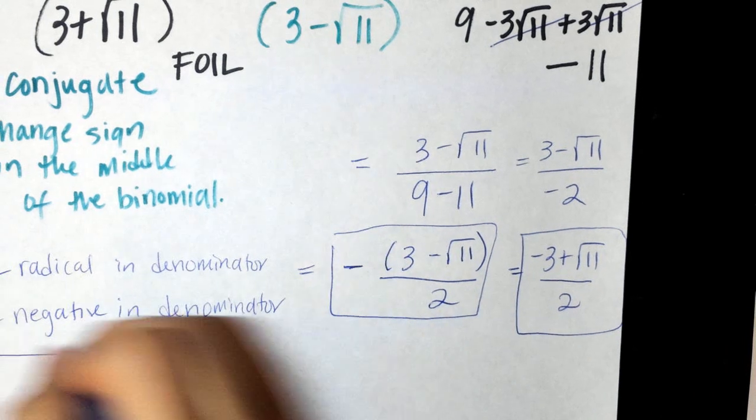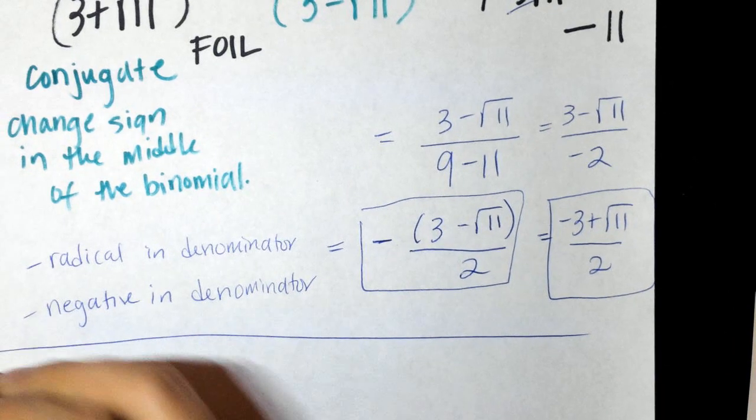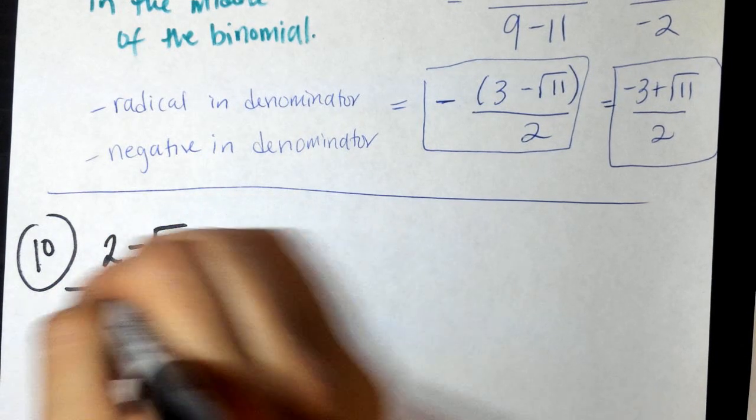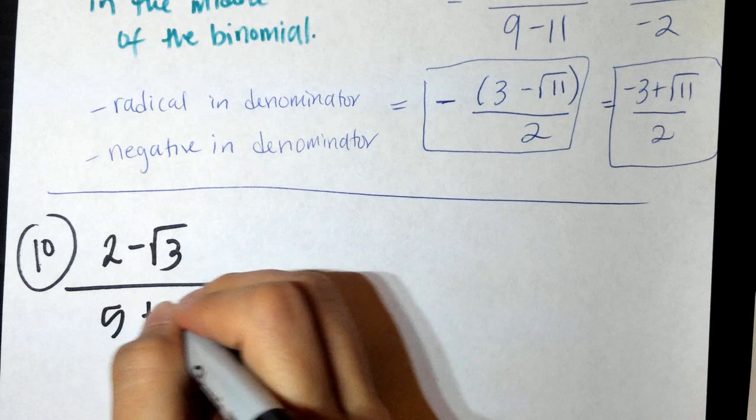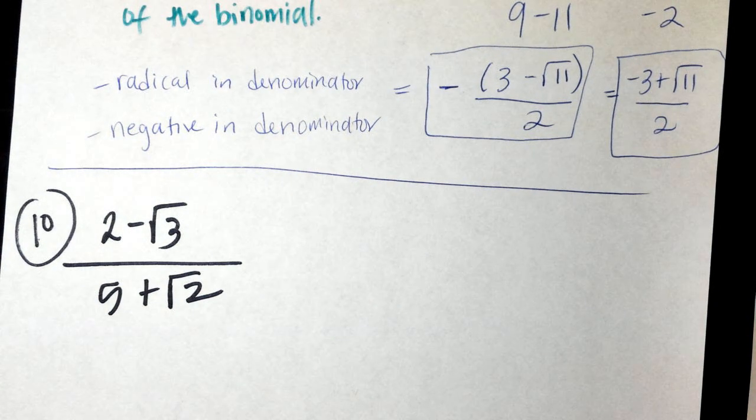Alright, last one we're going to do. Let's see if you guys can try this on your own. This one's a little bit trickier. I got 2 minus the square root of 3 over 5 plus the square root of 2. So this one's a little bit trickier because now you got a FOIL on top and bottom. Do y'all see that? So I'll give you guys a couple minutes to work on this one. And then y'all try this one on your own.